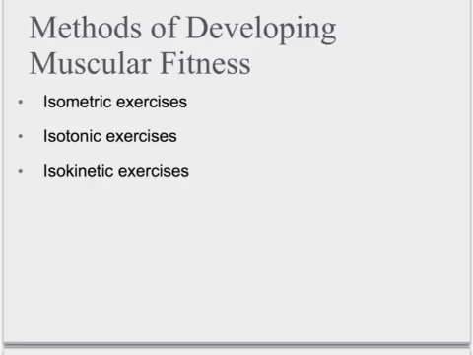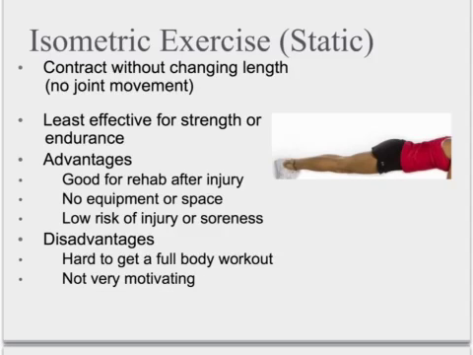These are 3 types of exercise. Any exercise you do can be put into one of these 3 categories. First type of exercise is going to be isometric, and the one thing you need to know about isometric is that there is really no joint movement involved in isometric.